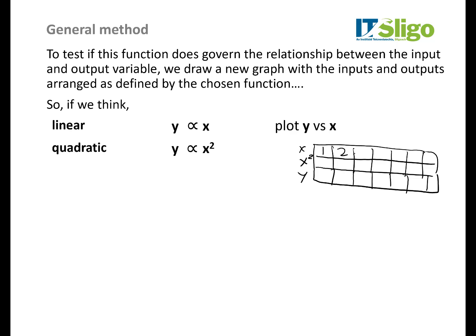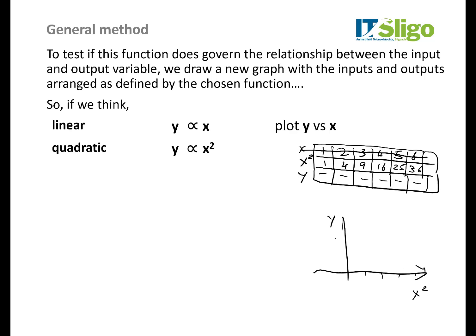So if you have your x values here, and our y values there, outputs, what we're going to do is square each x value, because it's a quadratic relationship. And now we're going to ignore this and we're going to draw x squared along the bottom. 1, 4, 9, 16, etc.